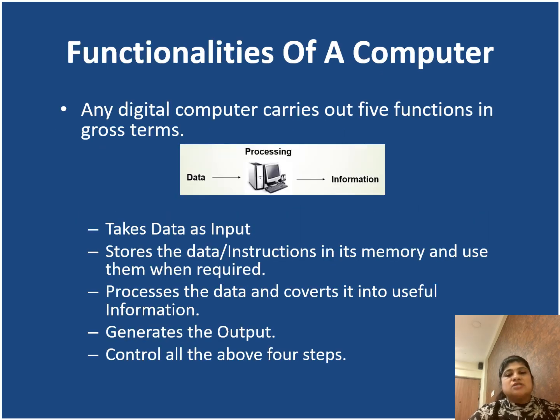The functionalities of a computer. Any digital computer carries out five functions in gross terms. Three things are very important: first is data, and secondly information. Data and information circulate through processing. Processing is basically a fundamental part of a computer. What are the five functions related to data and information?